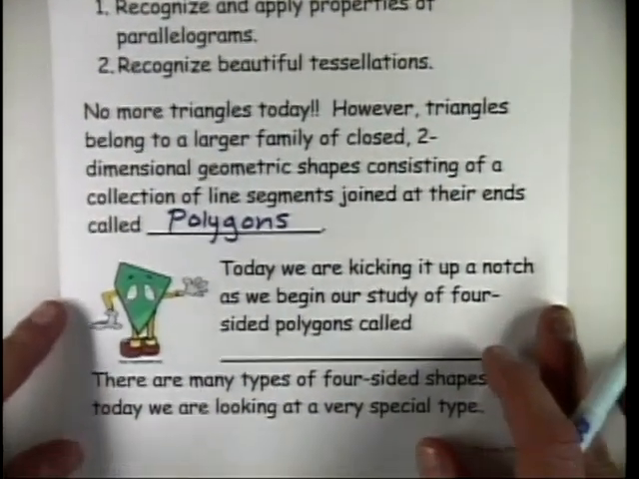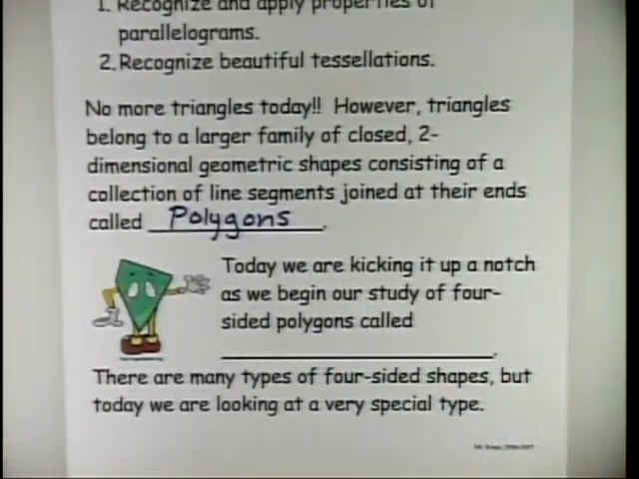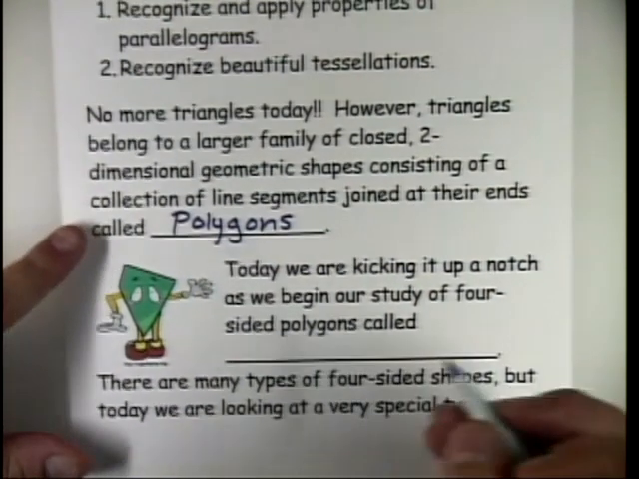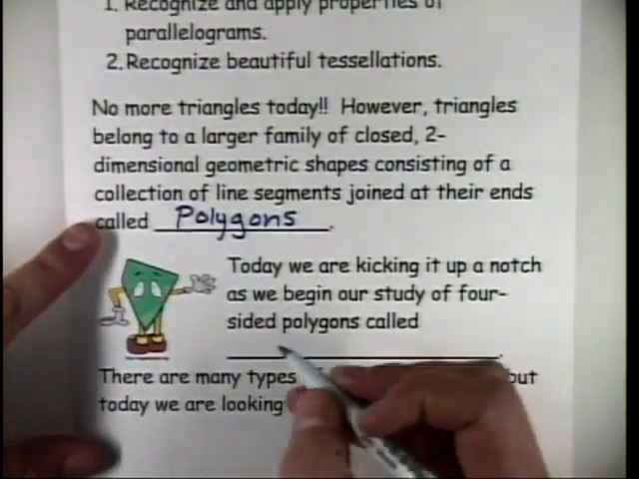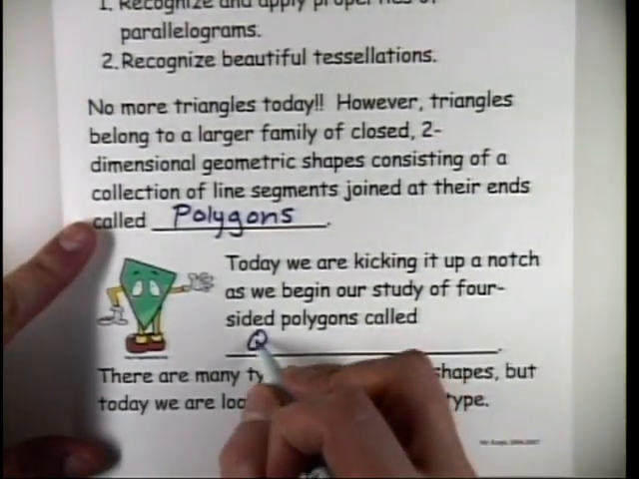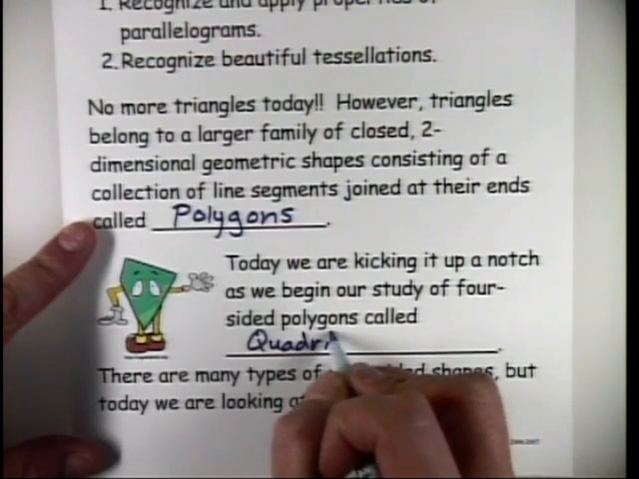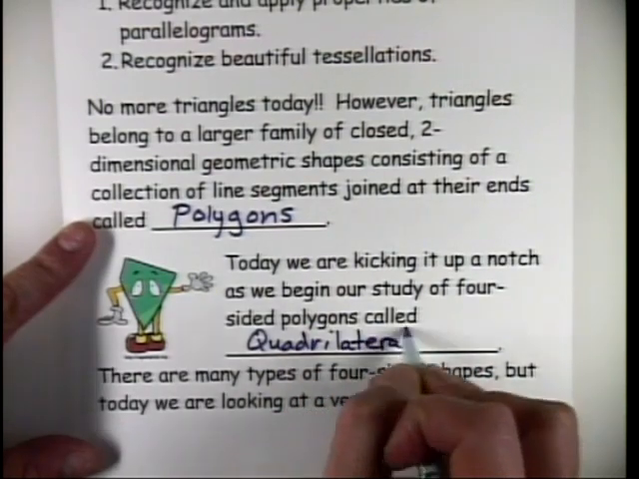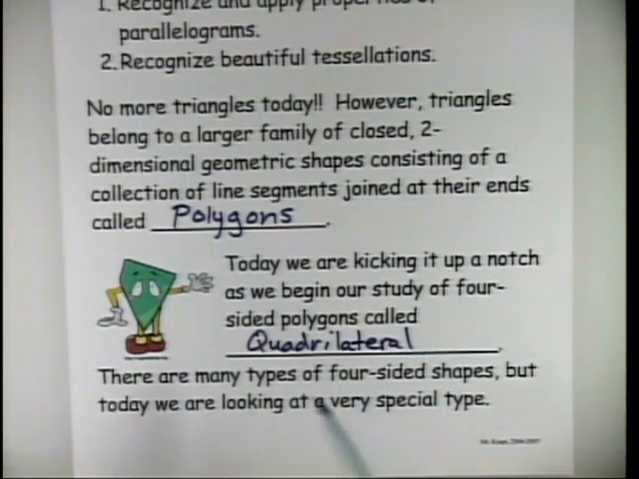Now again, today we're going to be looking at one more dimension. Instead of a three-sided, we're going to be looking at a four-sided polygon or a four-sided geometric shape. And in general, any four-sided geometric shape or polygon is called a quadrilateral. The name is very apropos because quad means four and lateral means side. So a four-sided polygon is a quadrilateral.